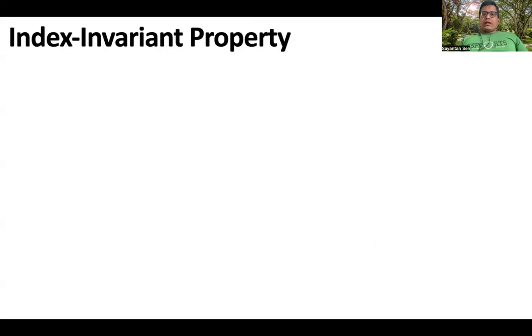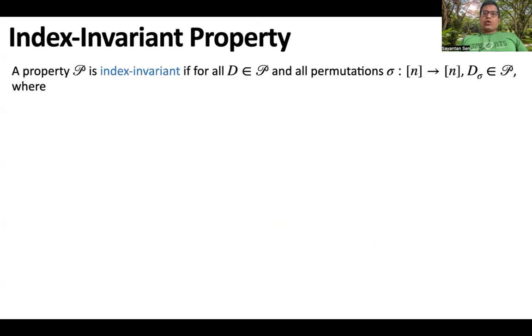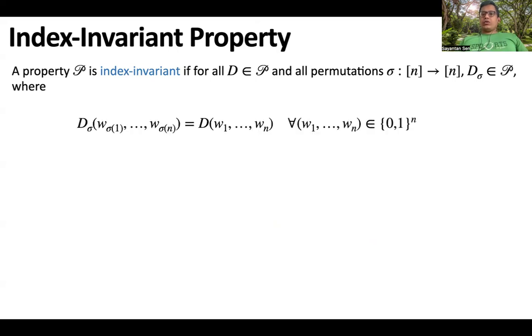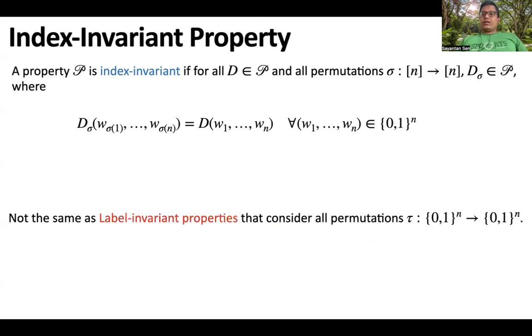So now comes another crucial part of our talk, namely the notion of index-invariant properties. We call a property index invariant if we take any distribution in the property and we apply any permutation on the indices of the strings on its support, the permuted distribution will also be in the property. This notion is different than the more commonly studied notion of level invariance or symmetric properties. In a sense, index invariance is a weaker notion of invariance where we are applying the same permutation across all strings in the support.